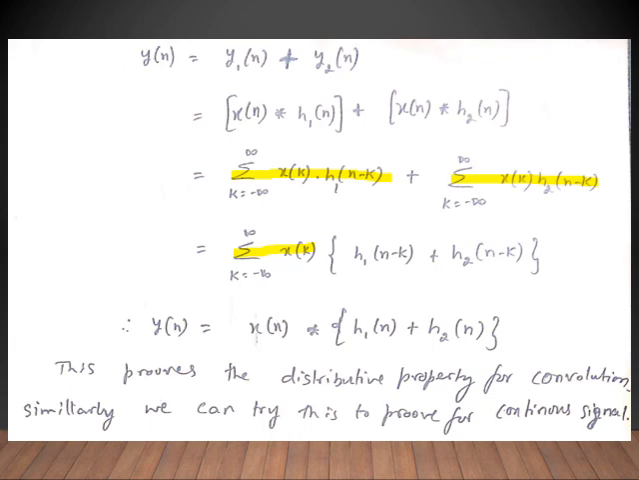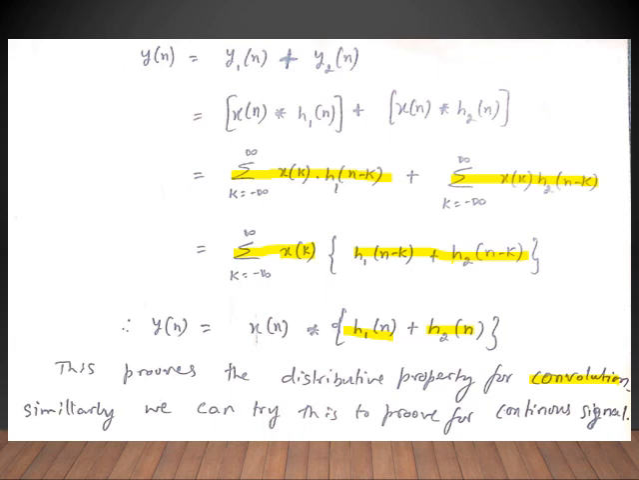So this is h1 of n and this is h2 of n. If I remove the convolution sum here, it is observed that this is the first set x of n and this is the second set in terms of h. It needs to be represented as h1 of n plus h2 of n, hence the final answer y of n is x of n convolved with h1 of n plus h2 of n. So this proves the distributive property for convolution, especially for the discrete case.